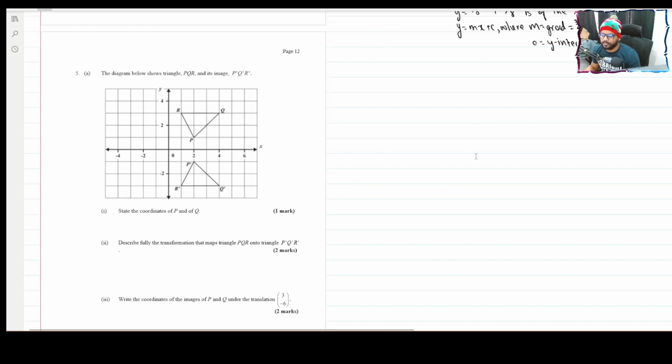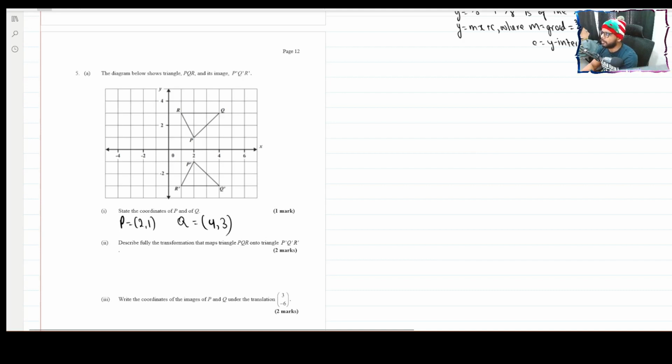All right, number 5. The diagram below shows the triangle PQR and its image P prime, Q prime, R prime. State the coordinates of P and of Q. So the coordinates of P is going to be 2, 1. So I'm going to write this one here. And the coordinates of Q is going to be 4, 3. An easy one mark.